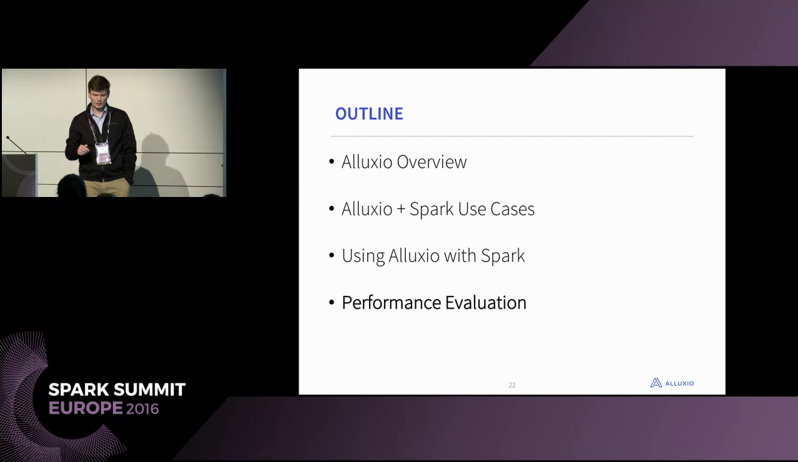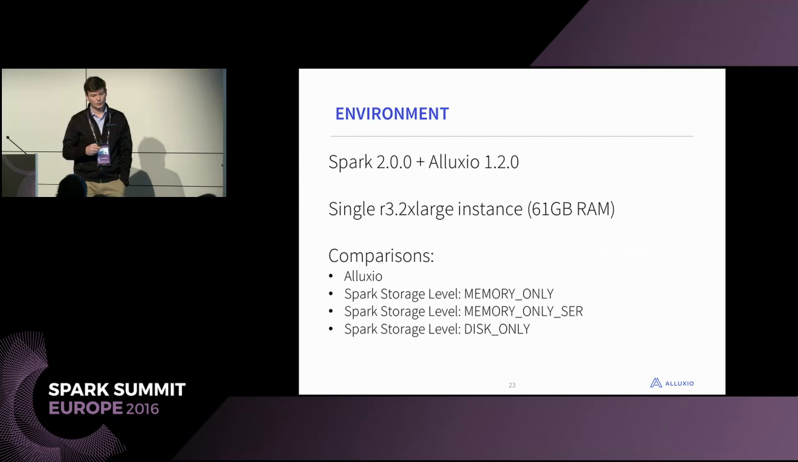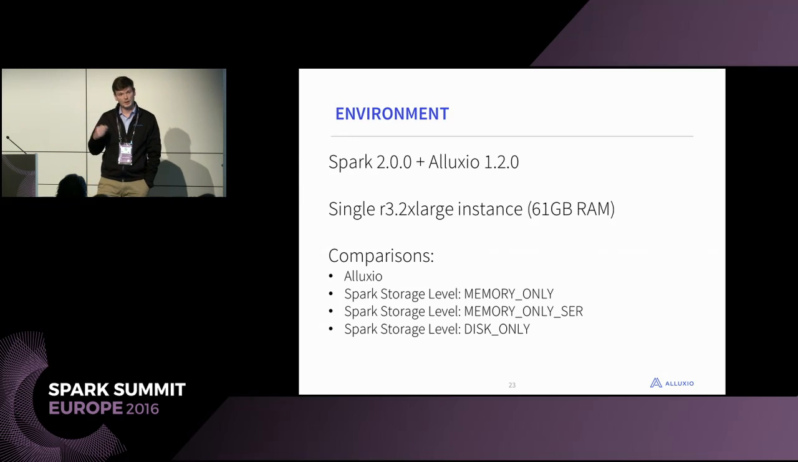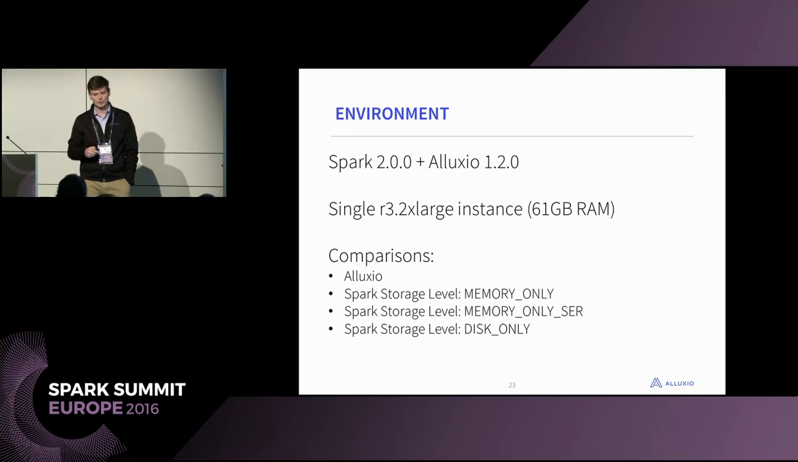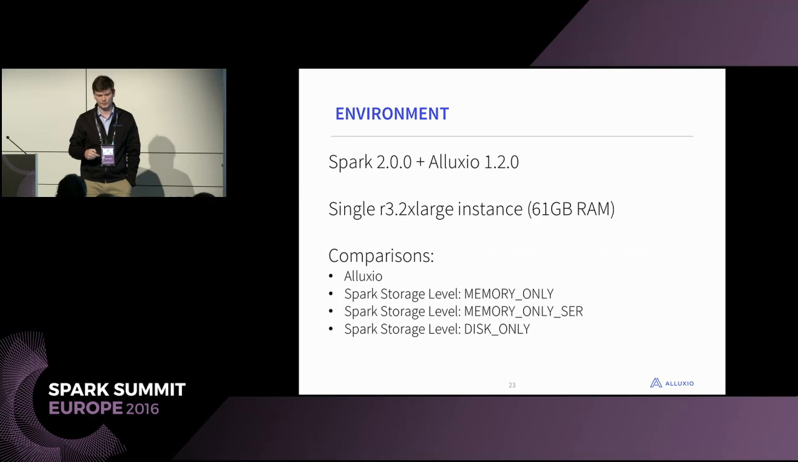So at this point, I would like to talk about the performance evaluation that we've done to compare the read performance of Spark IO both with and without Alluxio. And for this experiment, we used the latest release of Spark, this is Spark 2.0, and Alluxio 1.2, which is actually one version behind the latest version, which was released very recently. And the experiments were very targeted.